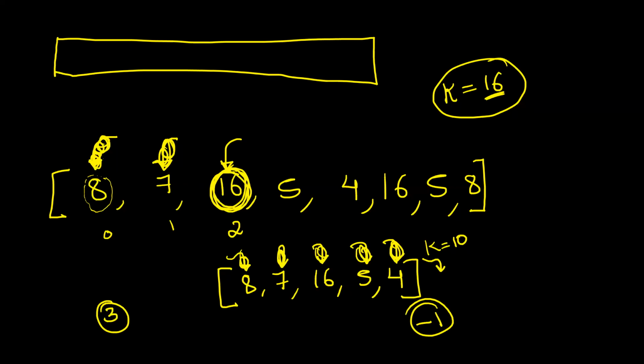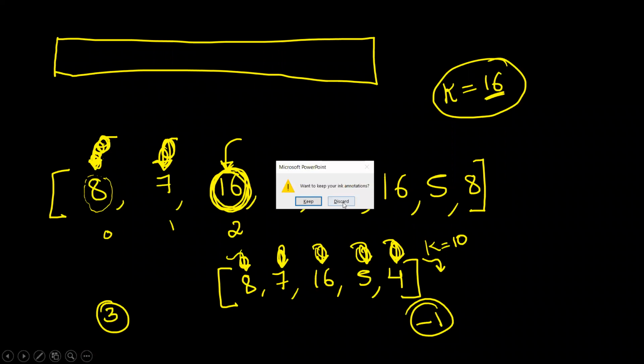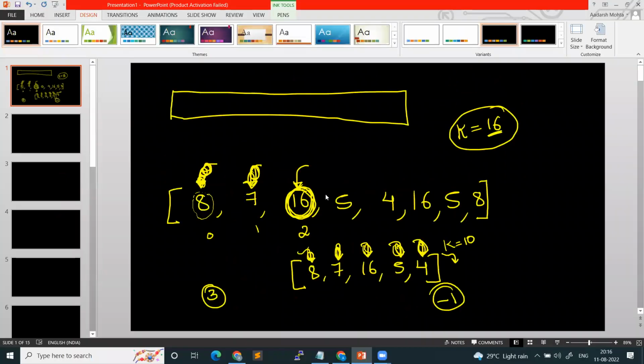Is this making sense, guys? The basic logic, what we are trying to do. So now let's try to write the code for this. It's a very, very simple case of linear search, right? I can call this algorithm linear search.